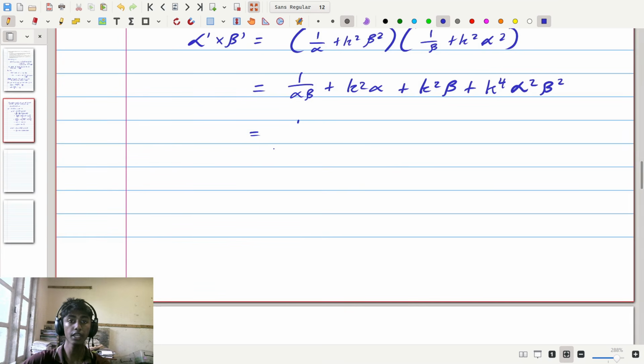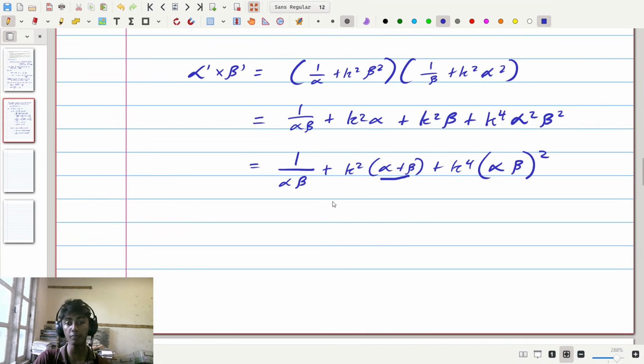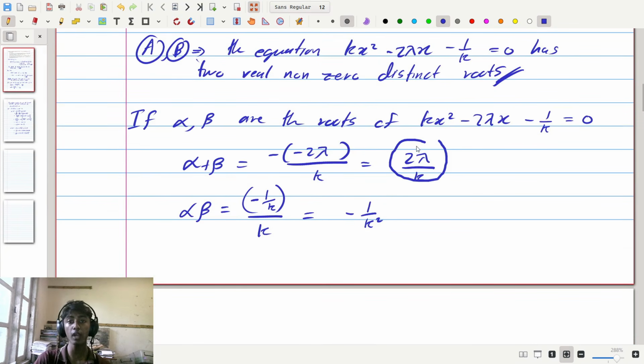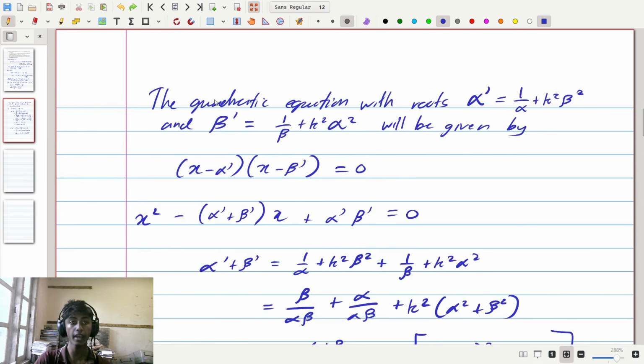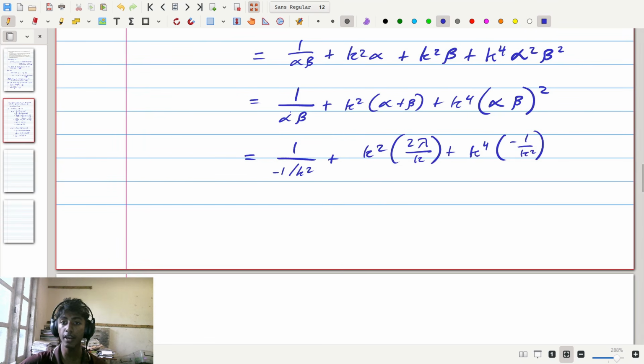Now simplifying this down, we leave the first term alone as 1 over alpha beta, the second and third terms can be brought into a single term as k squared times (alpha plus beta), and the last term can be written as k to the power of 4 times (alpha times beta) whole thing squared. Now we can go up and substitute in the values of alpha plus beta, which was 2 lambda divided by k, and alpha times beta, which was -1 over k squared. So this becomes 1 over (-1 over k squared) plus k squared times 2 lambda divided by k plus k to the power of 4 times (-1 over k squared) whole thing squared.